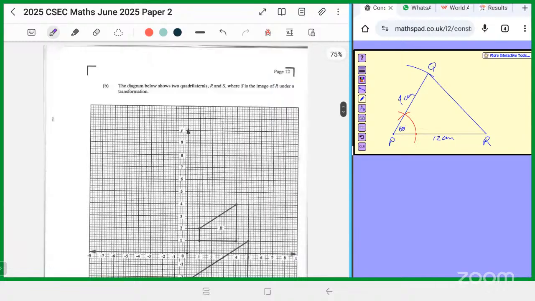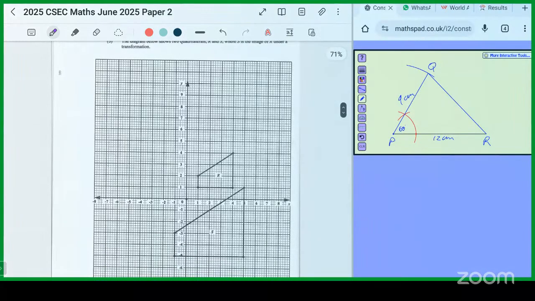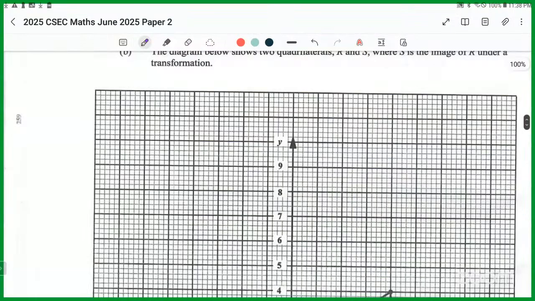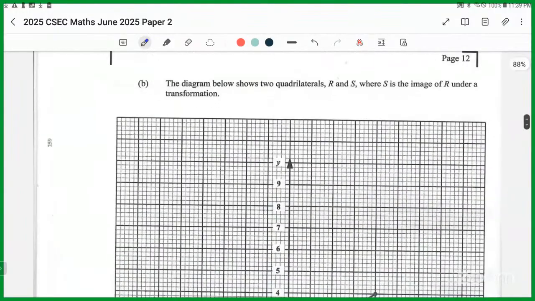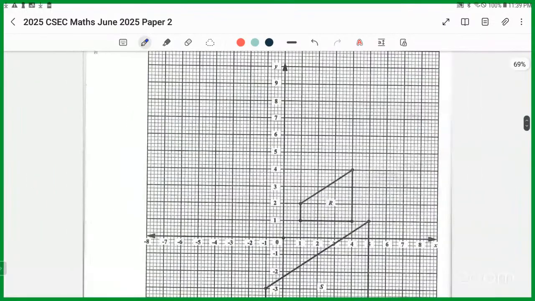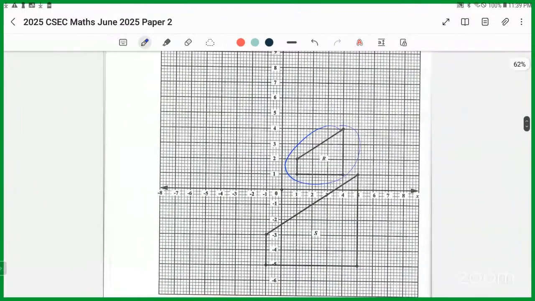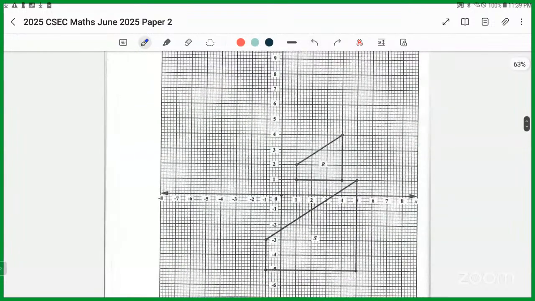Next one. This now is a transformation. The question says, diagram below shows 2 quadrilaterals R and S. Oh, okay, that's an enlargement. R and S. All right. It says where S is the image of R. So the transformation is from this one to this one.